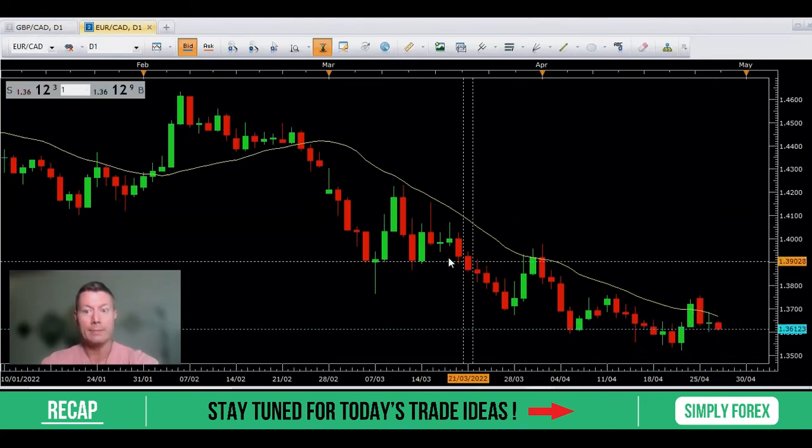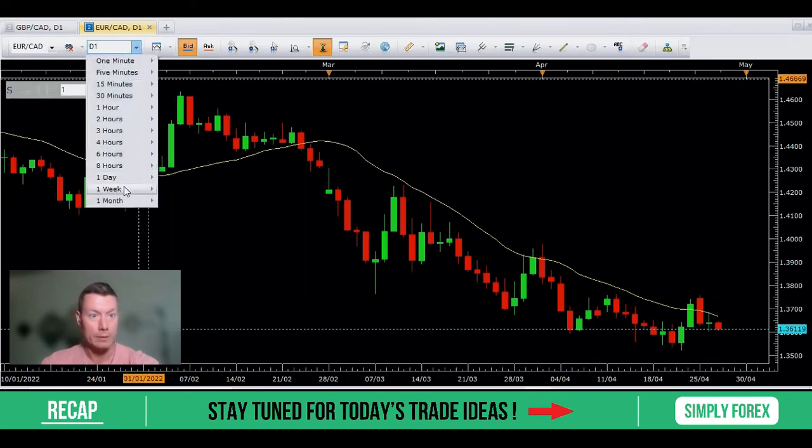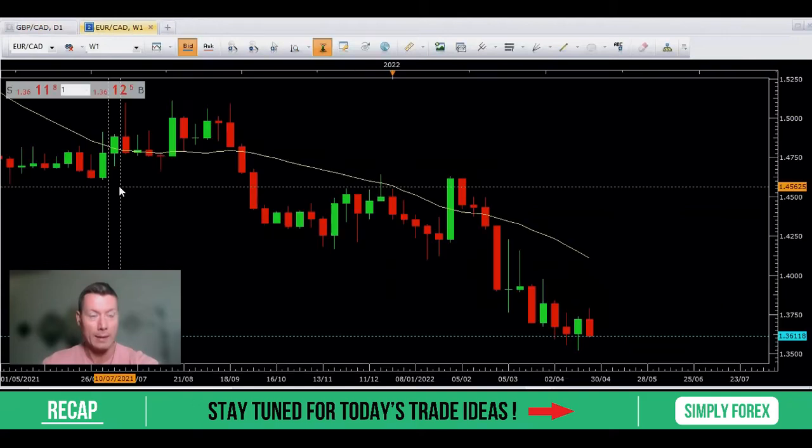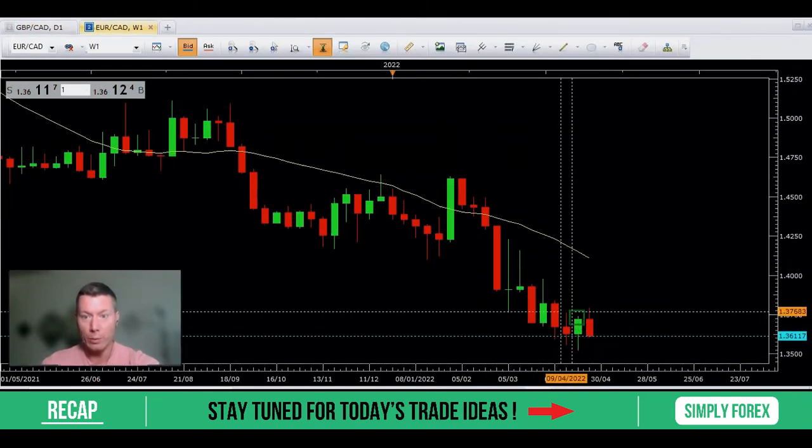Okay? And the only reason I stayed out of this trade was because of this. If we look at the weekly chart, you will see this candle here on the weekly chart is a bullish engulfing candlestick pattern. Okay, this tells me buyers have taken control of the market. If I was to go against trend, which I don't, I would trade that up to these lows here.